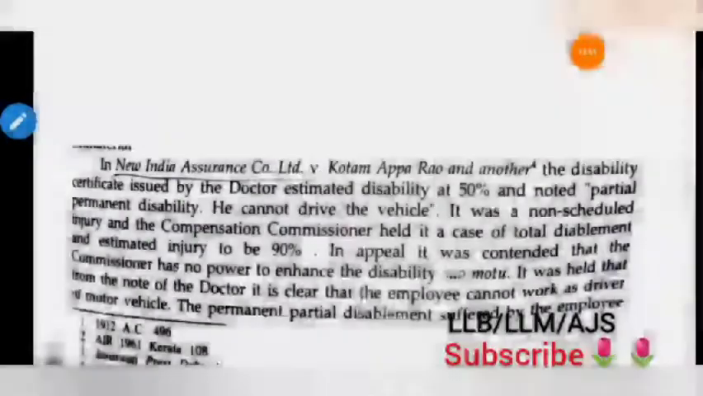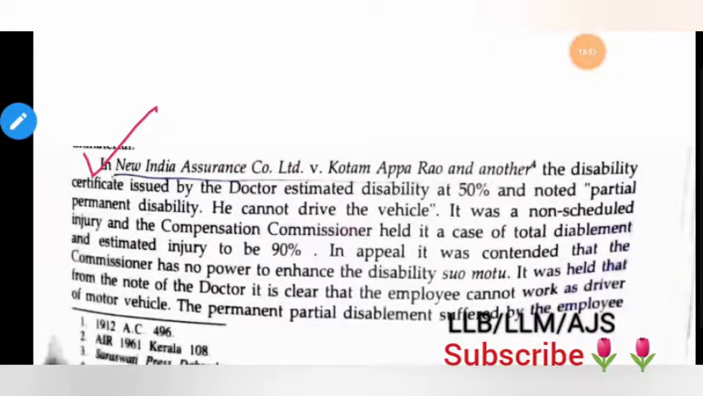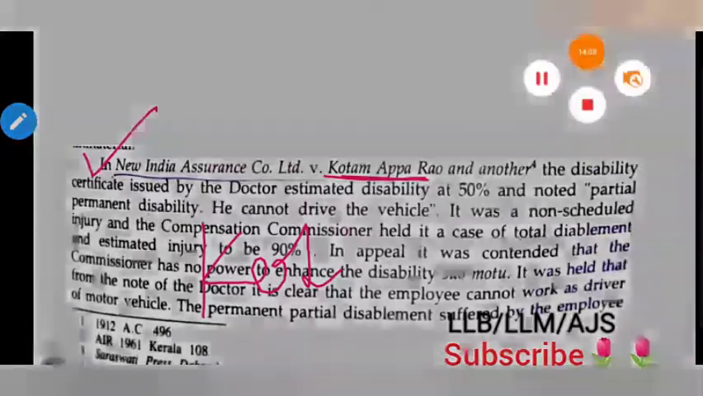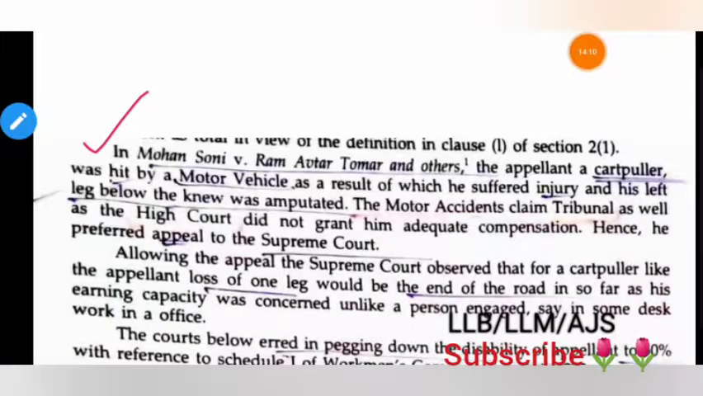Now let's read the case again. New India Assurance Company Ltd. versus Gautam Appa Rao and another. So now the name of the person is Gautam, Gautam Appa Rao and another. New India Assurance Company Ltd. versus Gautam Appa Rao and another. Then this is the last case. Mohan Soni versus Ram Avtar Tomar and others.